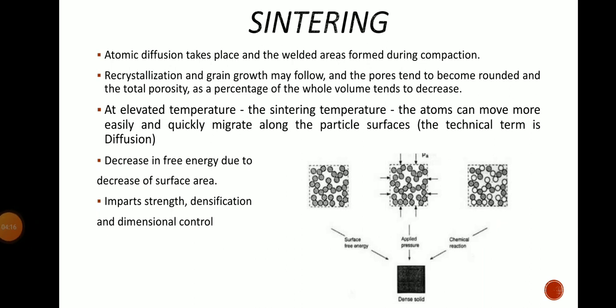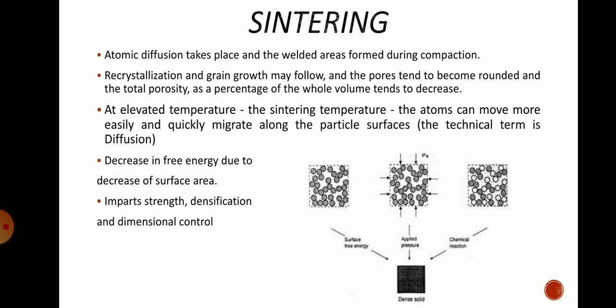In sintering, atomic diffusion takes place and welded areas form during the compaction. Now this atomic diffusion will take place during the sintering process because we are heating the compact, and we are applying a small amount of pressure also in some kinds of sintering. So the atomic diffusion takes place and a strong bonding between the atoms takes place, and that component will become as good as a pure metal also. The recrystallization and grain growth may follow, the pores tend to become rounded, and total porosity as a percentage of the whole volume tends to decrease.